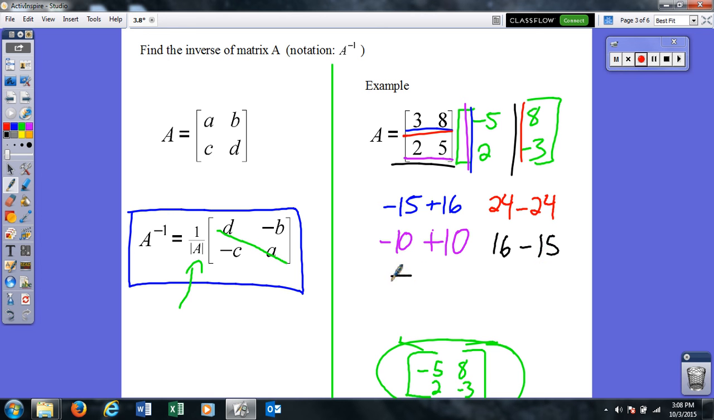All right, combine this all together. So on the top left spot, negative 15 plus 16 is 1. Top right, 24 minus 24 is 0. Bottom left, negative 10 plus 10 is 0. And bottom right, 16 minus 15 is 1. So we get back the identity. So that tells us that that really is the inverse, because if you multiply something by its inverse, you should get back the identity.